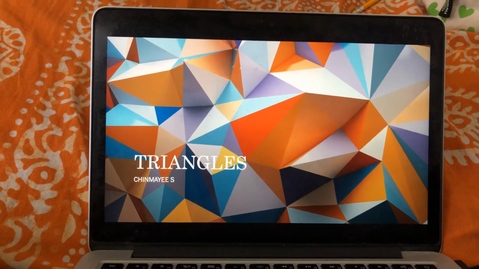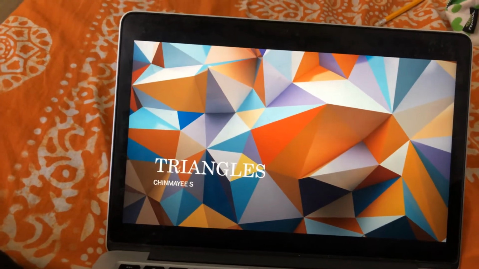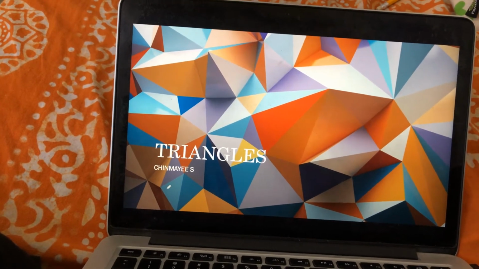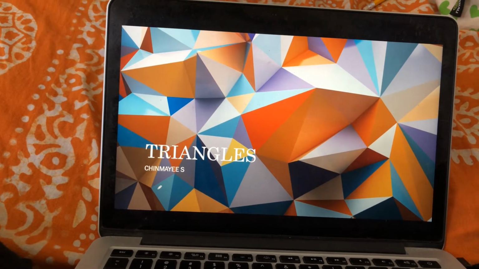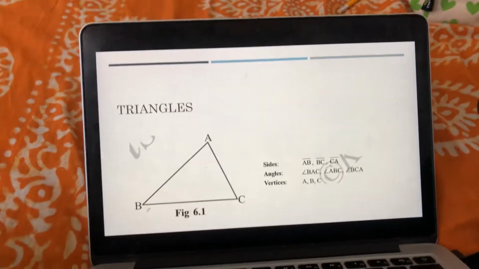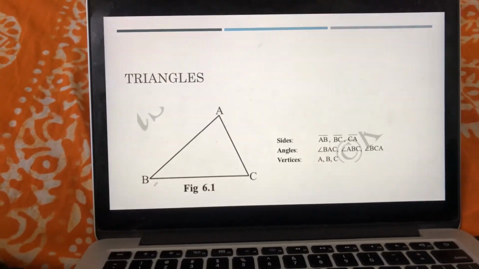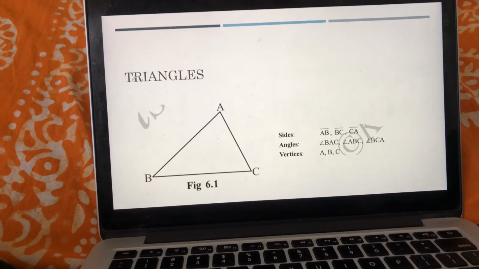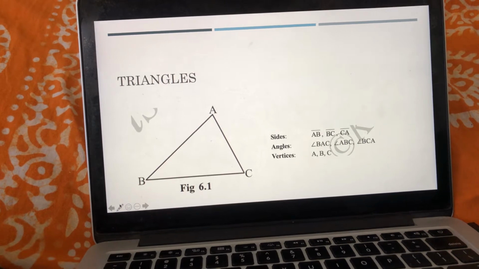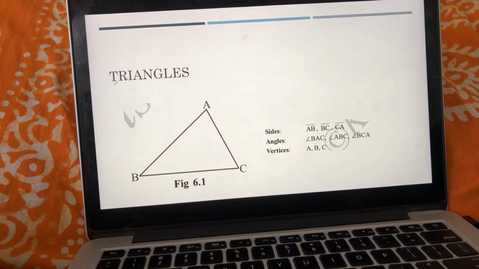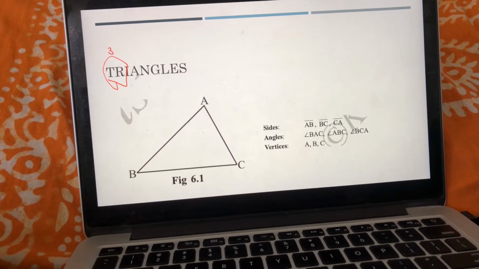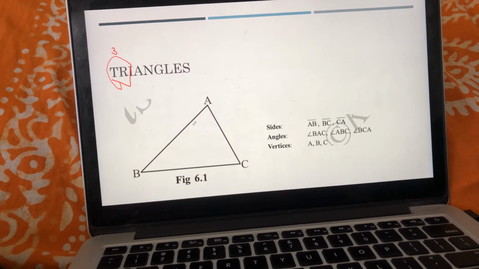There are a lot of triangles in the background. We will be seeing what exactly a triangle is, and we will be studying different properties of a triangle. So yes, let's start with triangles. As I told earlier, triangles are nothing but three angles. So in order to have three angles, what should we do?